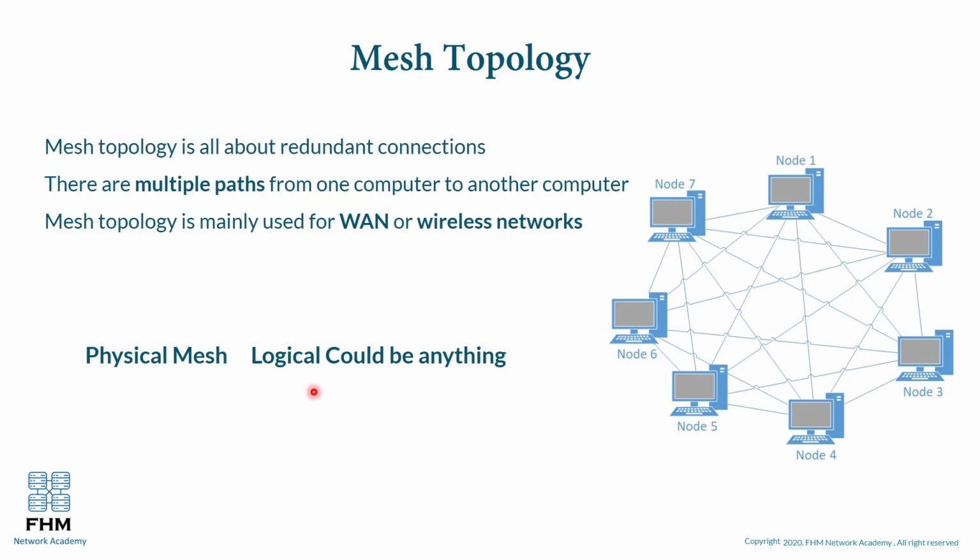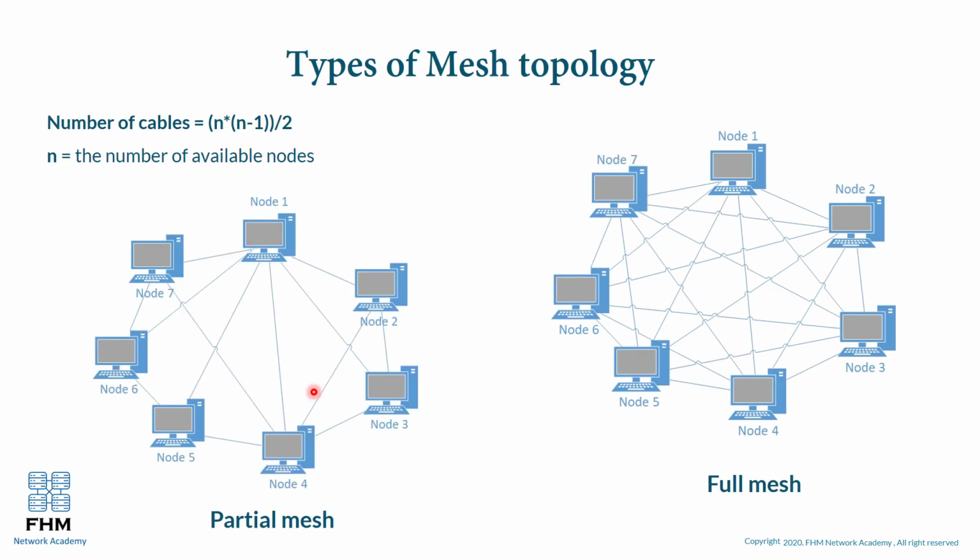There are two different types of mesh topology. The first one is full mesh. In fully connected mesh topology or full mesh topology, each computer is connected to all computers available in the network. Another type of mesh topology is partially connected mesh or partial mesh. In this topology, not all but certain computers are connected to those computers with which they communicate frequently.